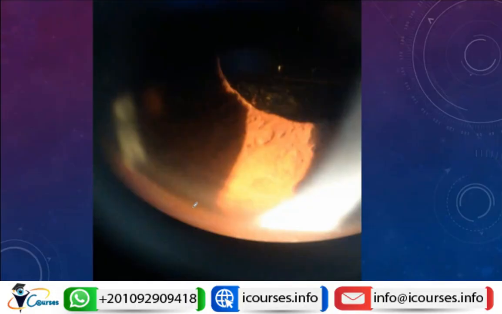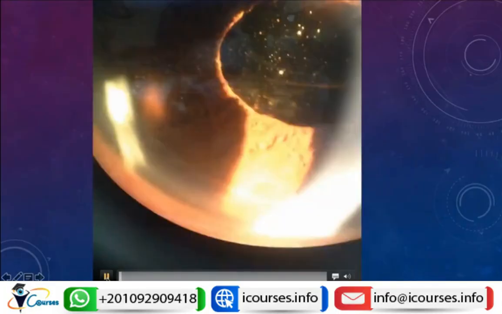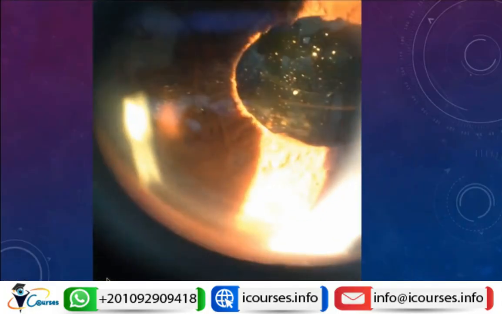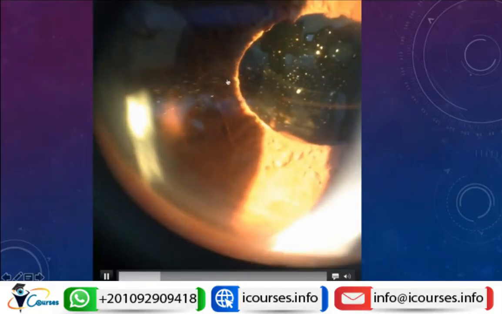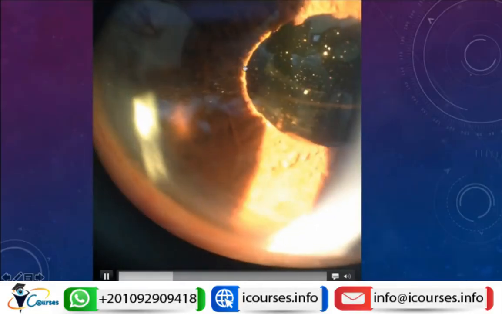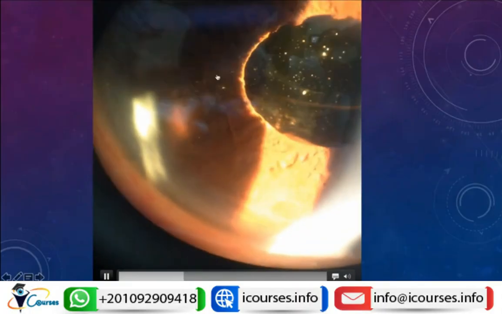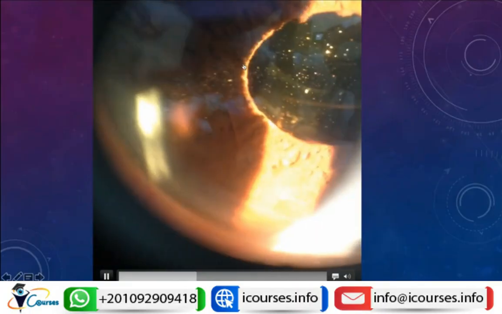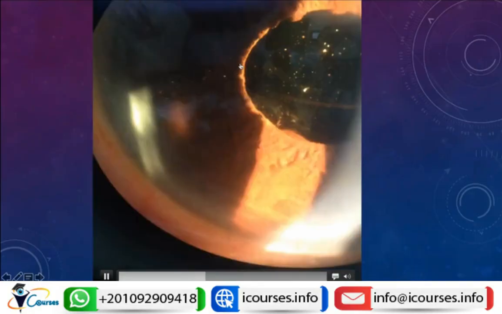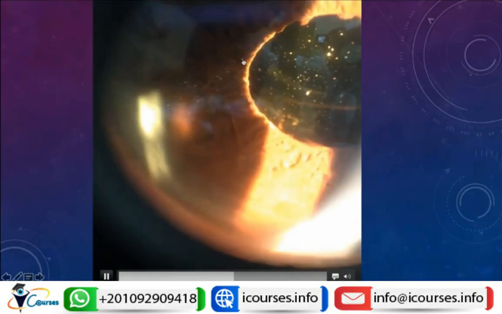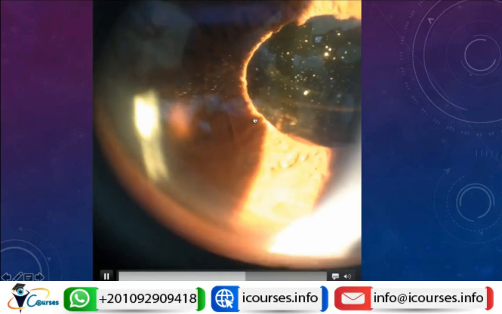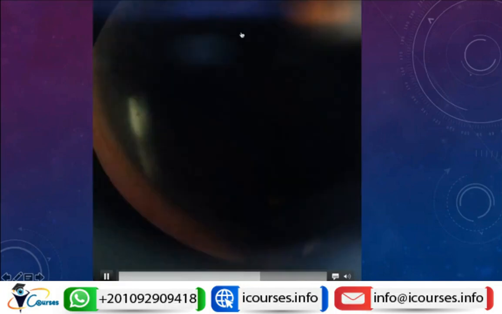This is a video that I have filmed of my patient that shows this convection current. So you see that this patient has cells in the anterior chamber, and you can see that the cells are floating above in the aqueous, which is close to the iris because it is warm. So it will move upward.